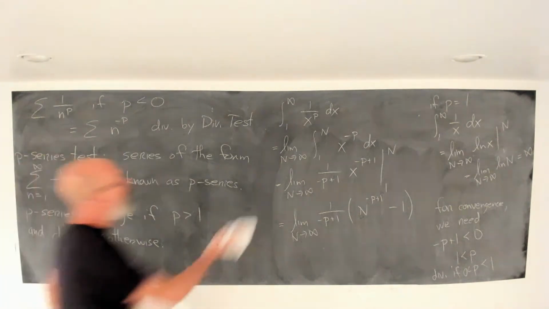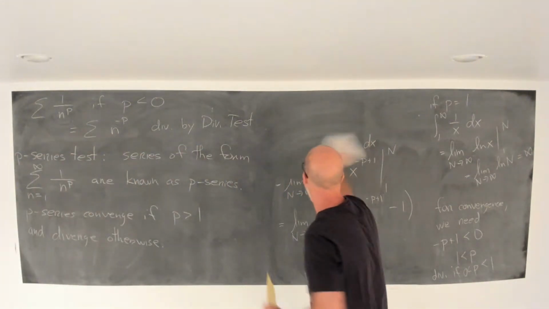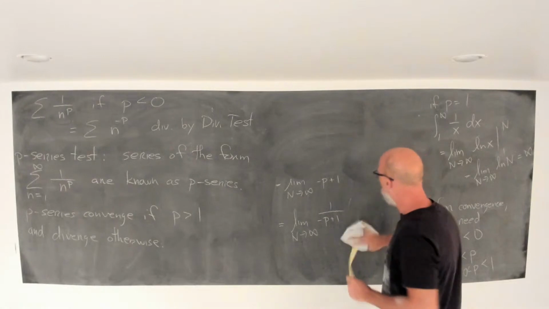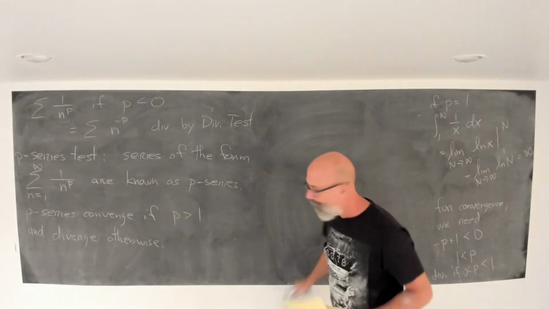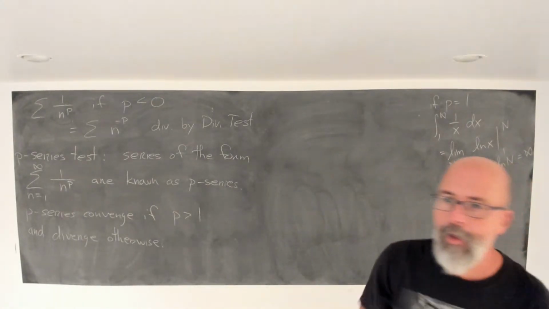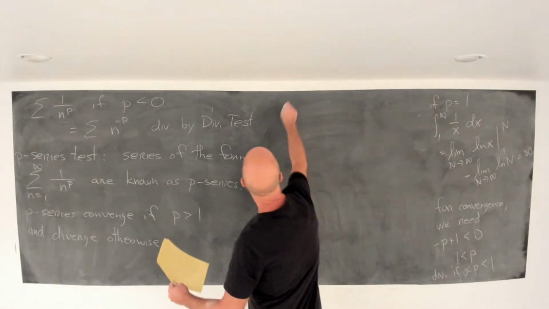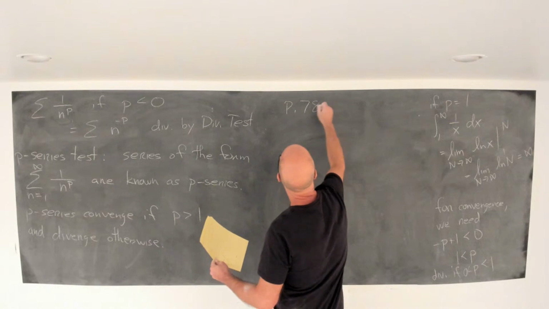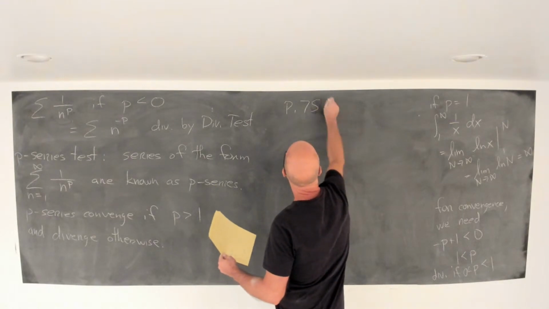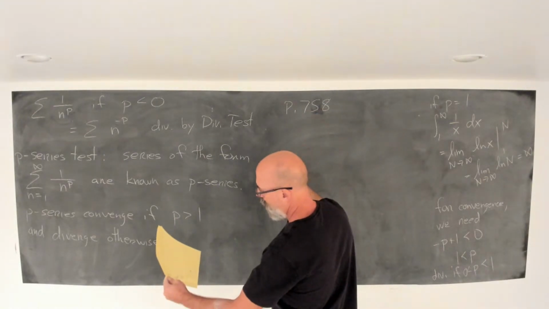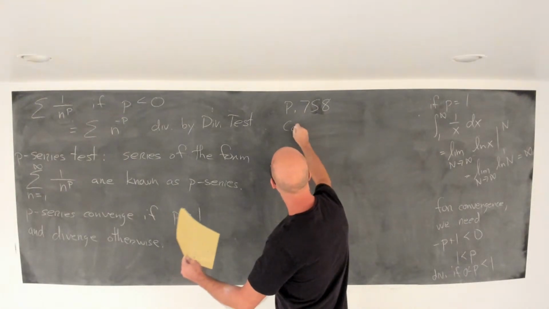Do we have time for one or two examples? Let's do that quickly, and then we'll call it a day. Taken from page 758. The question is asking whether it converges or diverges.